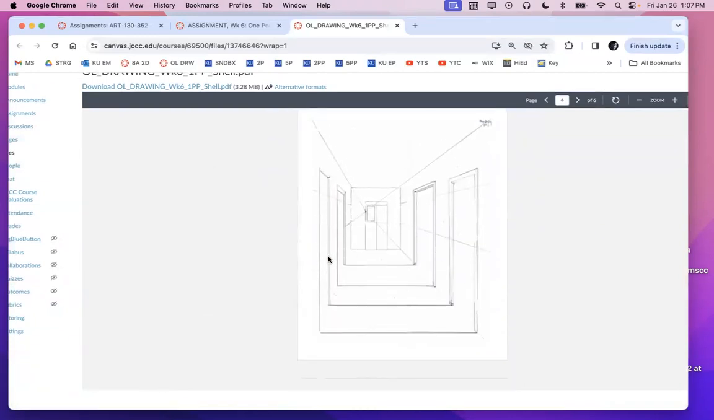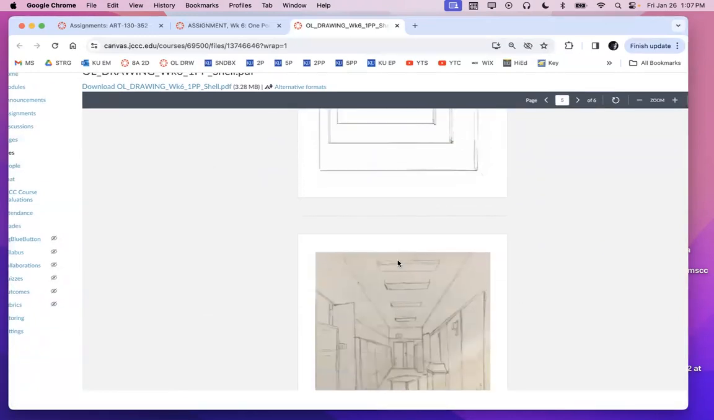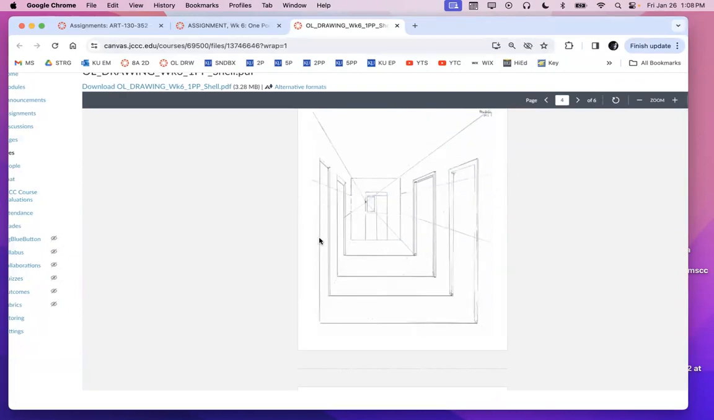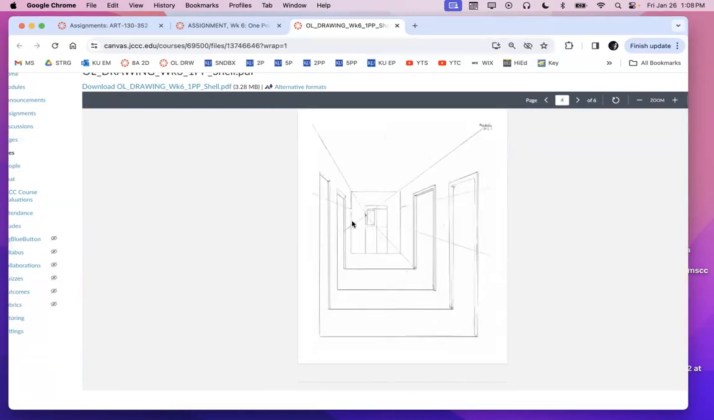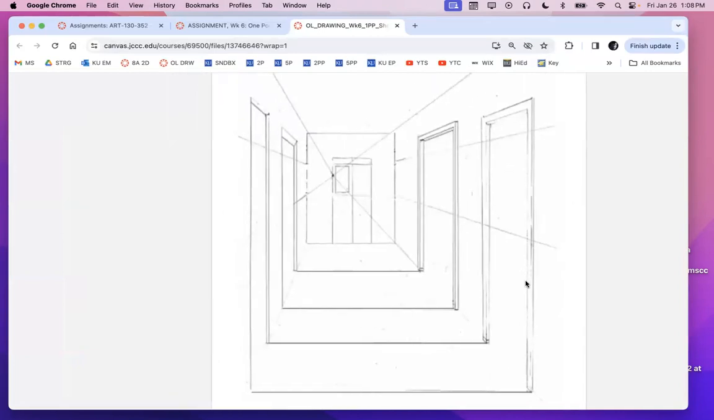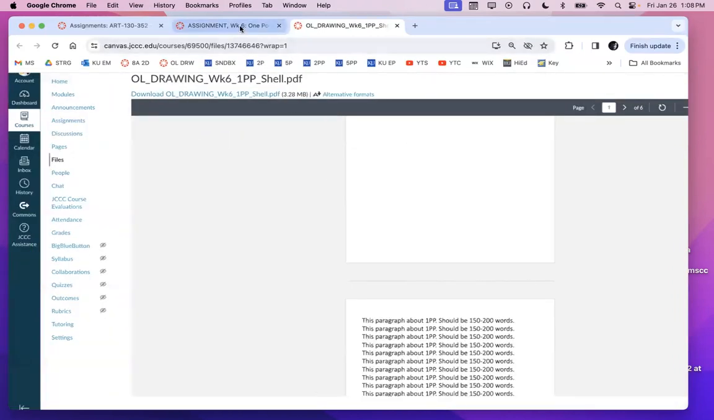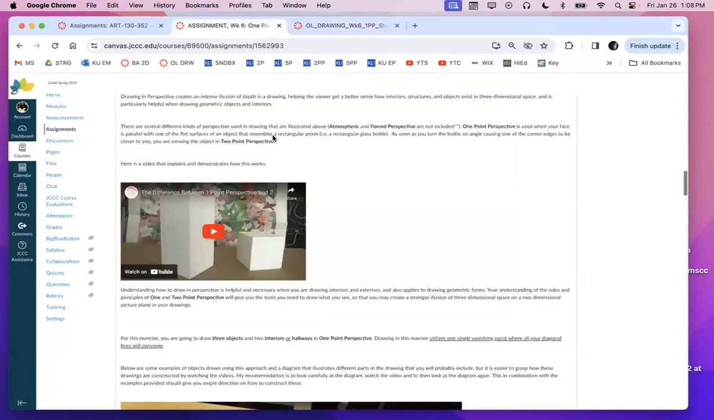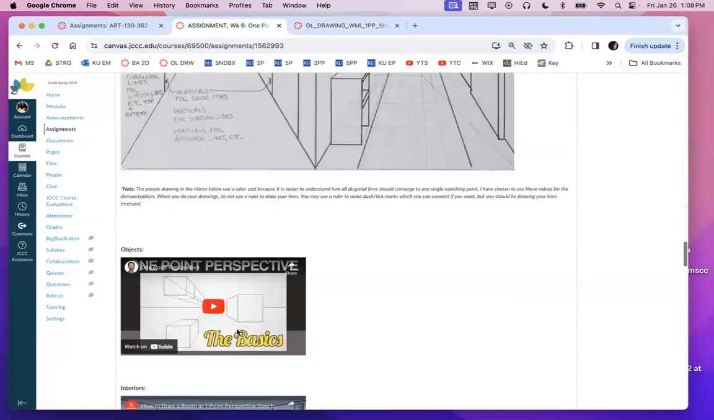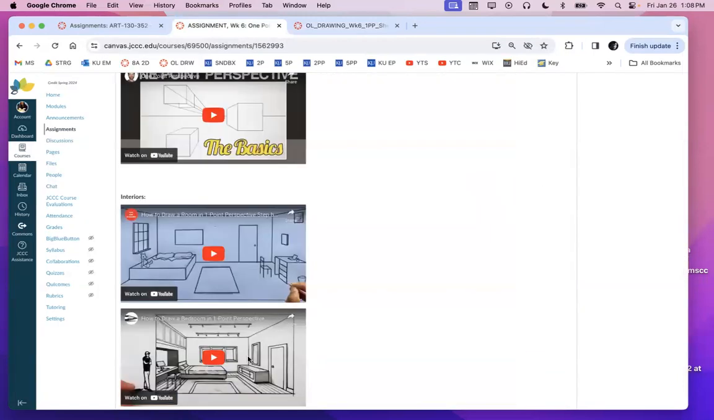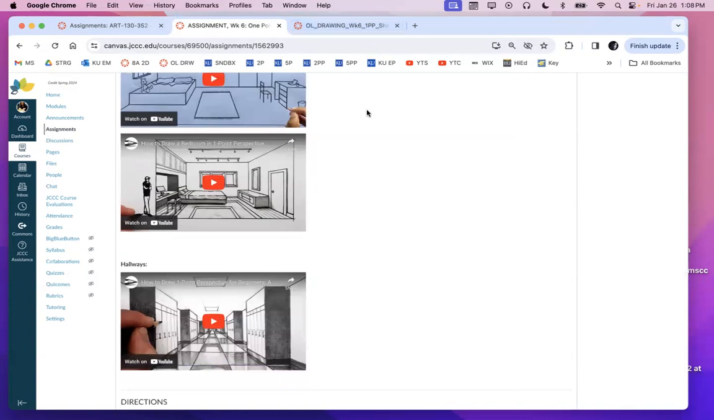The second part of the assignment is drawing a theoretical hallway. It's a little different when you're drawing objects in 1 point perspective and when you're drawing hallways or interiors in 1 point perspective. I think I said a hallway, but if you really want to do an interior, you can. These videos demonstrate both. Hallways might be easier. They give you more of that illusion.